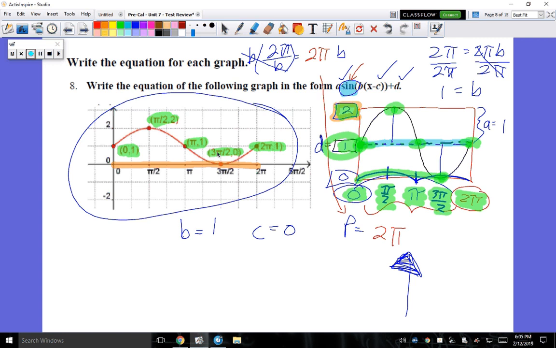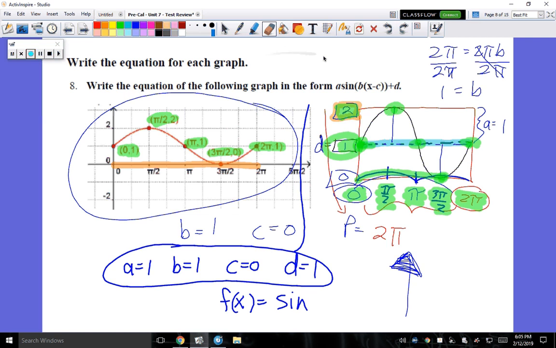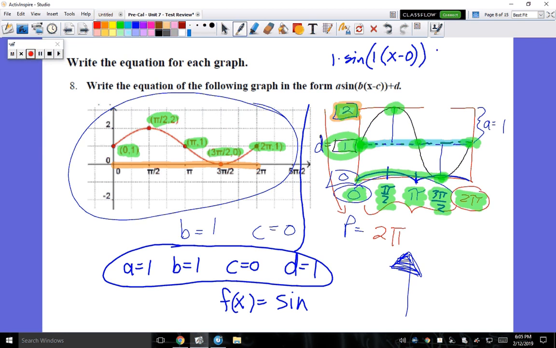So what is it that I got from all of this? I got the fact that my amplitude is 1, my b value was 1, my c is 0, and my d is 1. So if I plugged all of these values in this equation up top, I would get f of x is equal to 1 times the sine. Let me just go ahead and write them up here so you can see it. So a is 1 times the sine, b was 1, parentheses x minus 0, and then it's going to be plus 1.